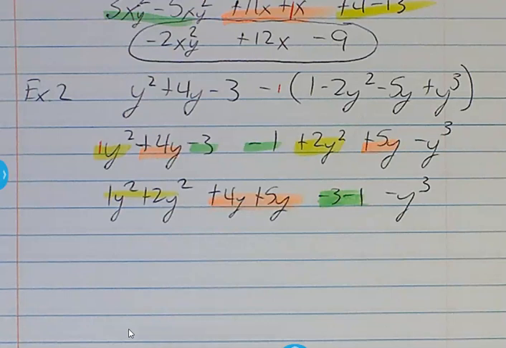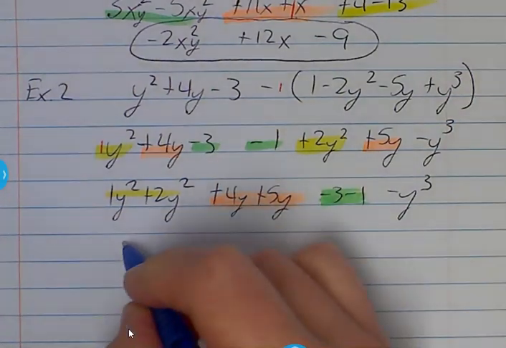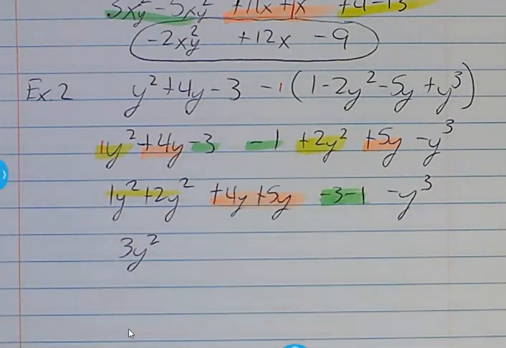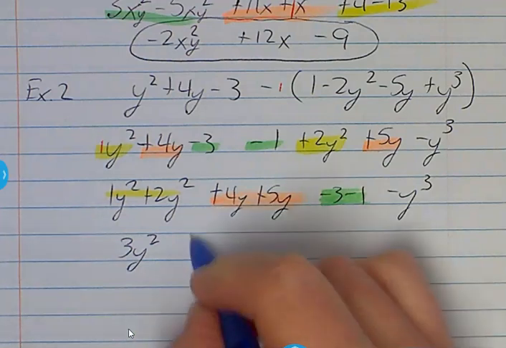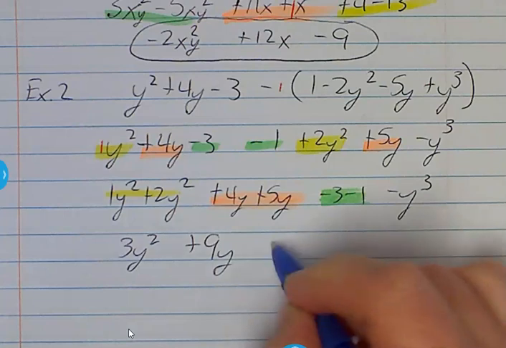Okay, so once you've got everything kind of grouped together, then again, you're just adding and subtracting. Now it's 1 plus 2, which is 3, y squared. You've got 4 plus 5, which would be a 9y. -3, -1 would be -4.